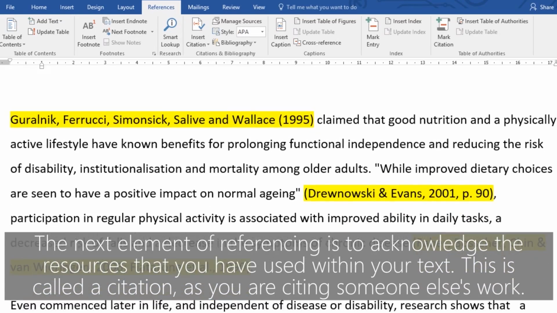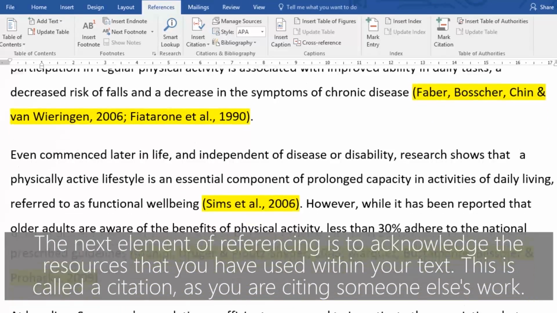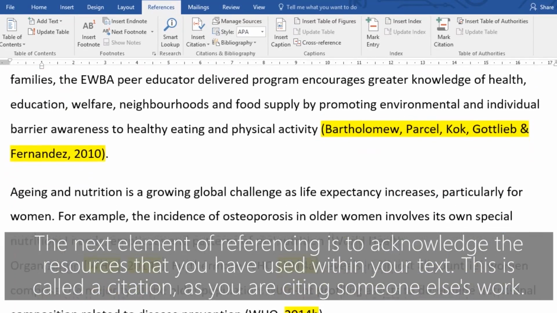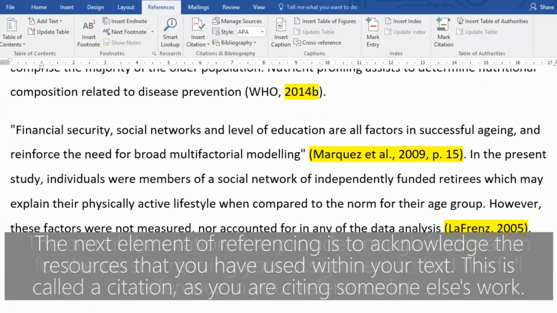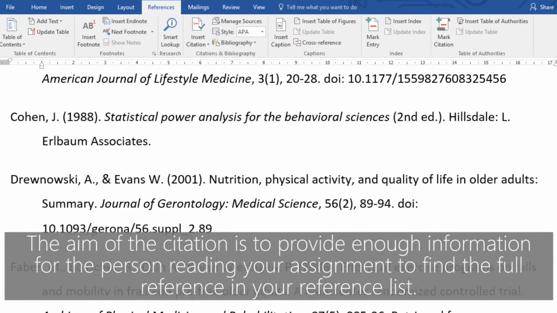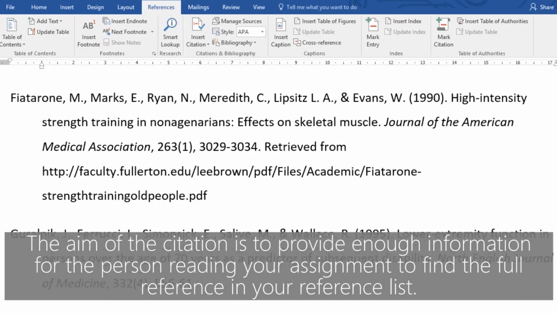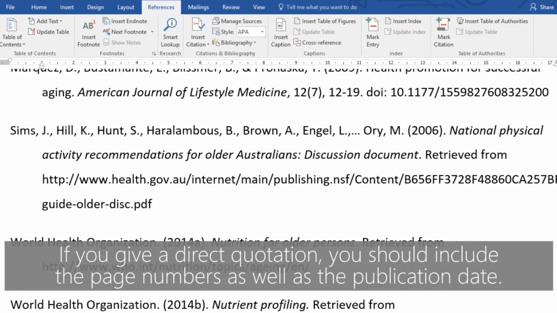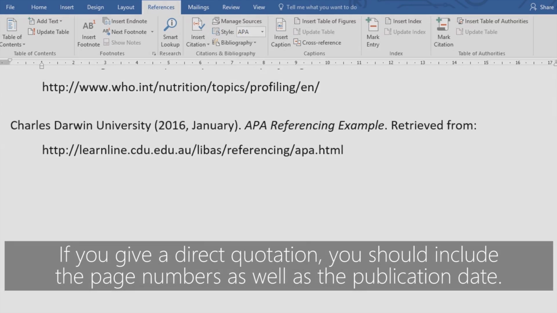The next element of referencing is to acknowledge the resources you've used within your text. This is called a citation, as you are citing someone else's work. The aim of the citation is to provide enough information for the person reading your assignment to find the full reference in your reference list. If you give a direct quotation, you should include the page numbers as well as the publication date.